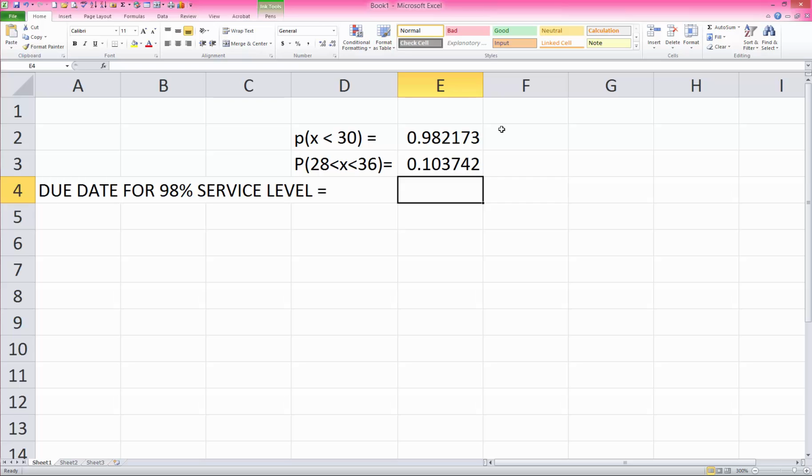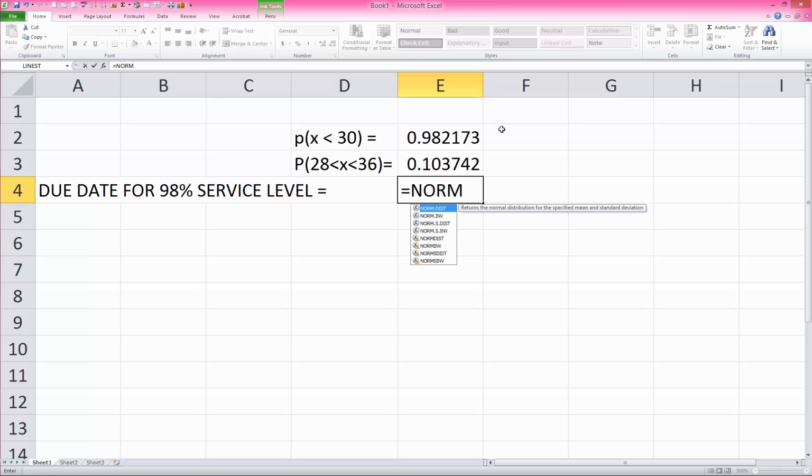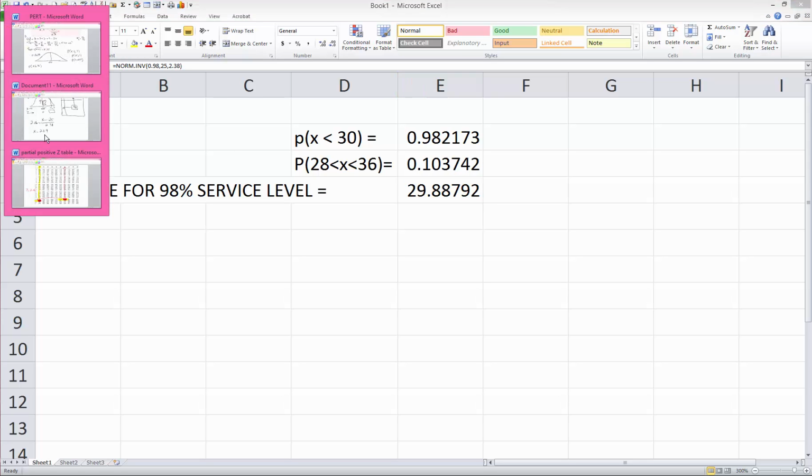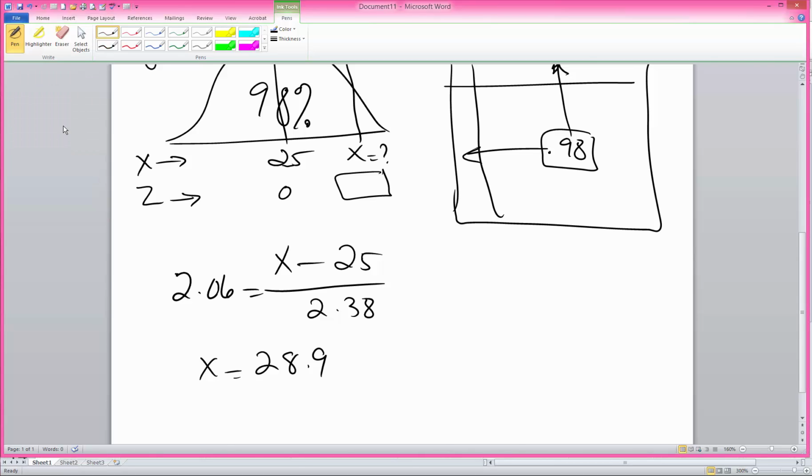And to compute the due date for 98% service level, I use the NORM.INV function, and I know the probability that I'm looking for is 0.98 for service level, mean is 25, and standard deviation is 2.38. And with that, I get 29.9, and in the video, in my calculation, I put it as 28.9. So this number is 29.9.